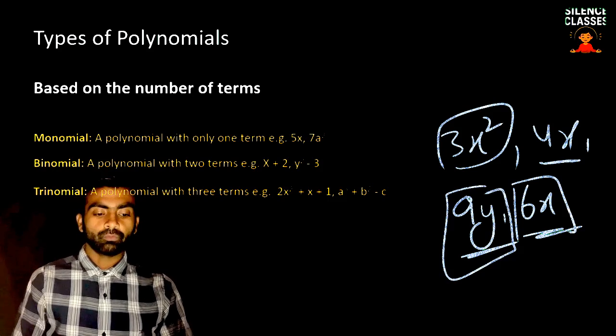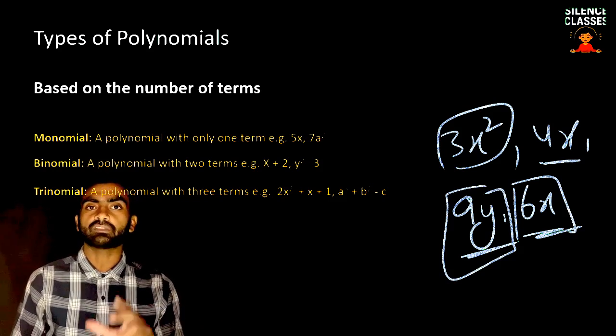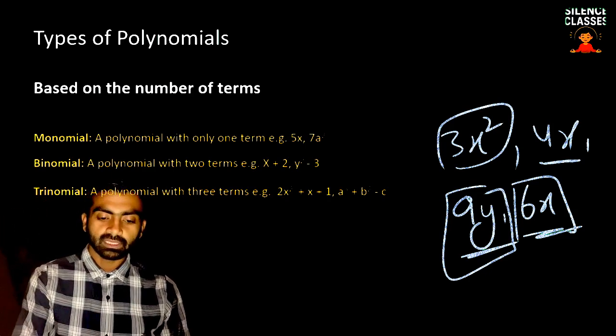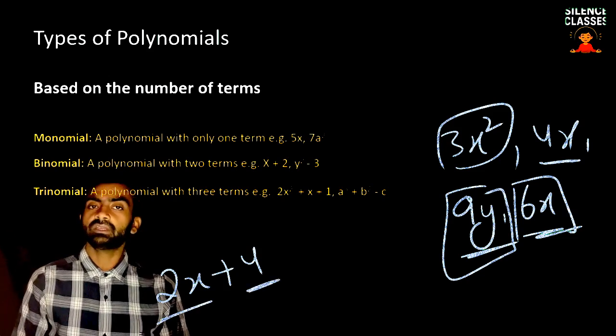So what are binomials? Whenever there are 2 terms present in any expression, we can say that this expression is a binomial. Like 2x plus 4. You can check that this one is the first term and this one is the second term.